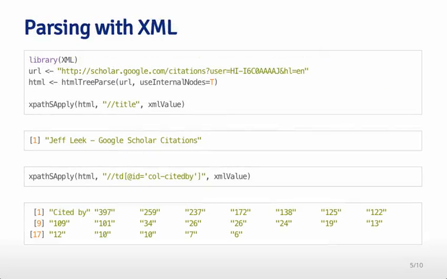One way to deal with that, as we've seen before, is to use the XML package. So again, we could use the same URL, use the XML package, and parse the HTML, again using the internal nodes to get the complete structure out. Then if I wanted to get the title of the page, I could look for the node that's in the title tags and get the title of the page, or I could get the number of times my papers are cited by looking at particular table elements of that table.